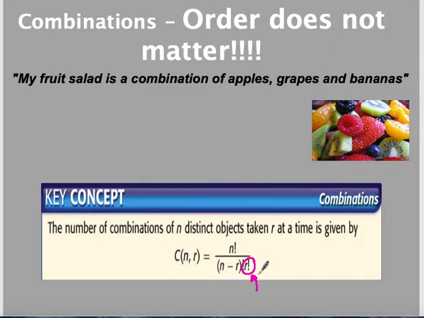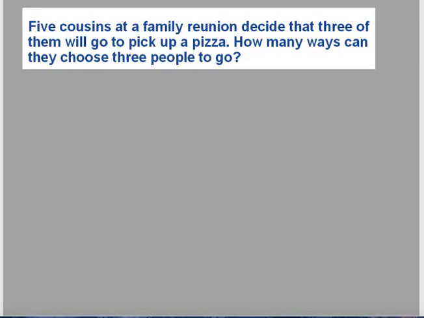All right, so let's look at our first example with combinations. It says 5 cousins at a family reunion decide that 3 of them will go to pick up pizza. How many ways can they choose 3 people to go? They're just choosing a group of people, so the order that they choose those people is not going to matter. This is going to be a combination of 5 cousins, and we want to choose 3 people to go pick up the pizza. So our n is 5, and our number of choices, which will be r, is going to be 3.